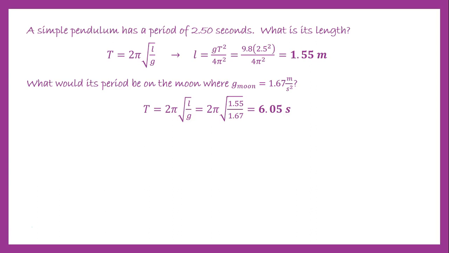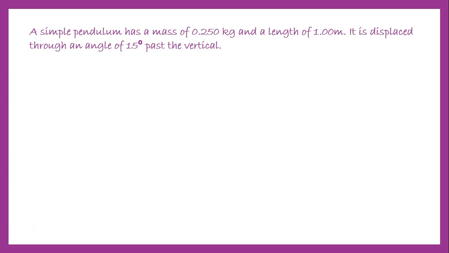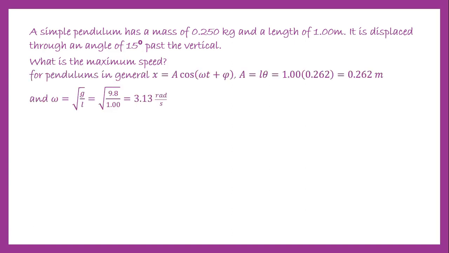Let's look at another problem. A simple pendulum has a mass of 0.250 kilograms and a length of 1 meter. It is displaced through an angle of 15 degrees past the vertical. What is the maximum speed? Well, let's look at some things about pendulums in general. We know this is the position equation. You will find this in your reference sheet.